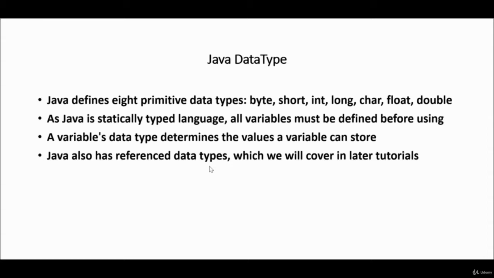We'll see the integer data types. The variable's data type determines the values a variable can store. What this means is, if you define a variable as int, it will store numeric values. If you define a variable as float or double, it will store decimal values. If you define a variable as char, it will store characters, right? And if you define a string of characters, it will form a string. Apart from these primitive types, Java also has reference data types, which we will cover in later tutorials, right? Let's go to the next slide.